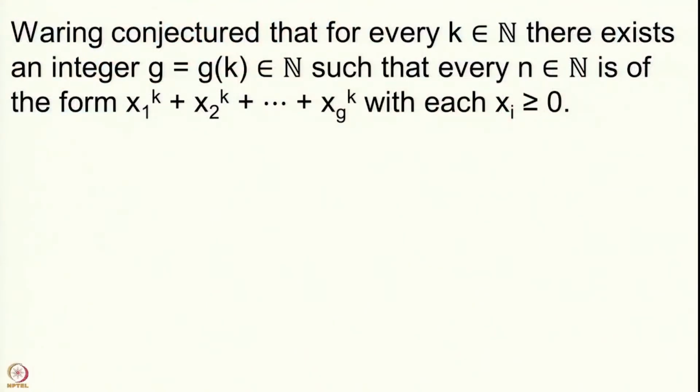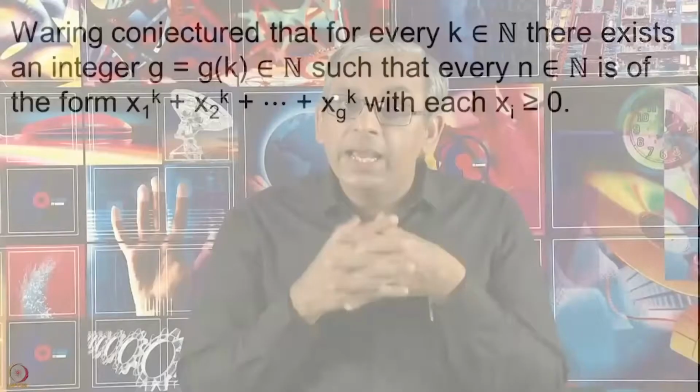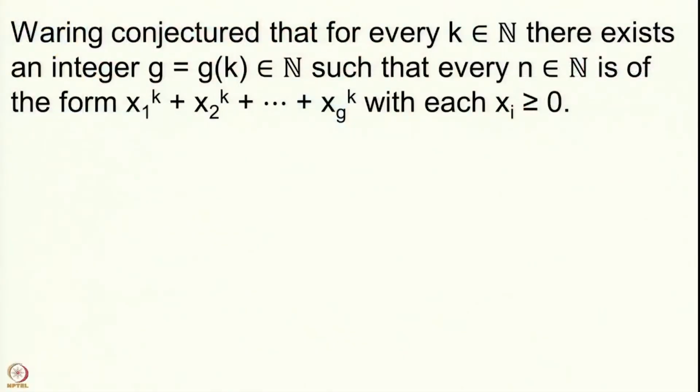Waring made this explicit conjecture. He said that take any natural number k which is bigger than 1. Then he conjectured that there is an integer g, which is g of k because it depends on the integer k, with the property that every natural number is a sum of at most g kth powers.